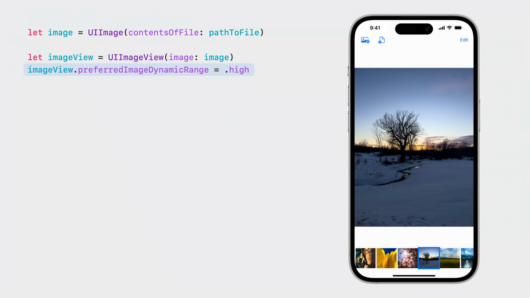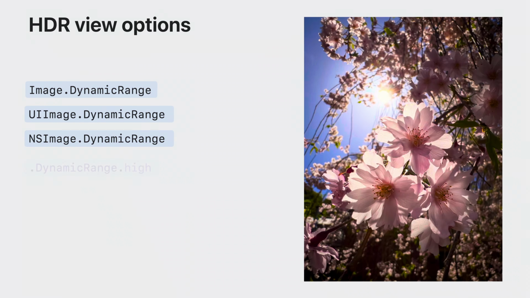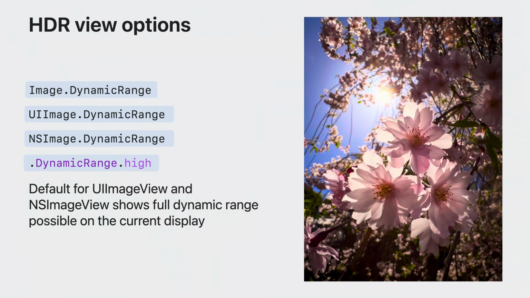an HDR result. The dynamic range properties include 3 options for how to handle HDR content. These properties work on SwiftUI image, UI image, and NS image views. The high option lets the system know that you want to display high dynamic range content, and lets us do the heavy lifting of mapping that content onto the current display, including updating when the display state changes. Note that if the image is not HDR, you will get the exact same experience as without the dynamic range flag. You can safely use these options with non-HDR content.